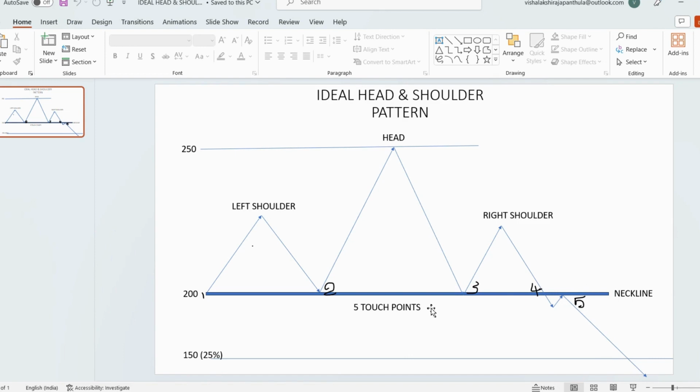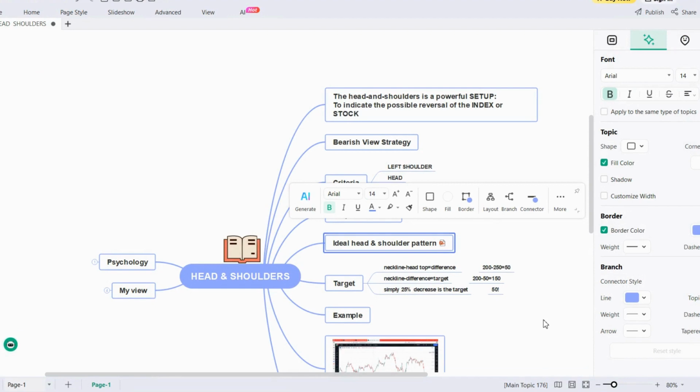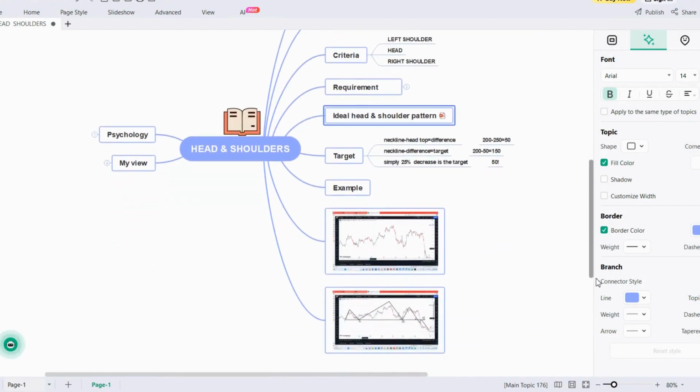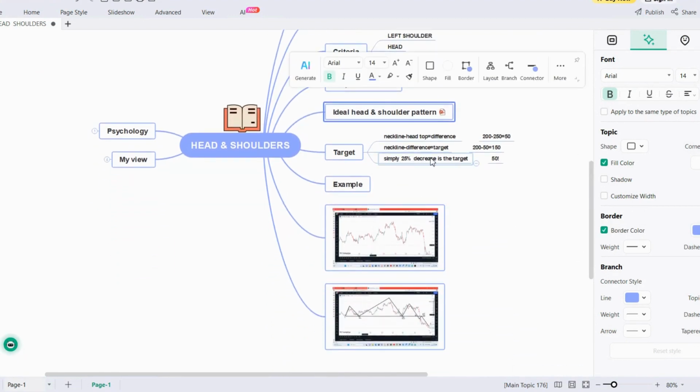If you don't understand this, please go and watch this again. Then only continue with this one. Simply, a 25% decrease is the target. Once it breaks the neckline, 25% is the target. Because this is the bearish candle, you have to wait for a 25% decrease in the neckline price.